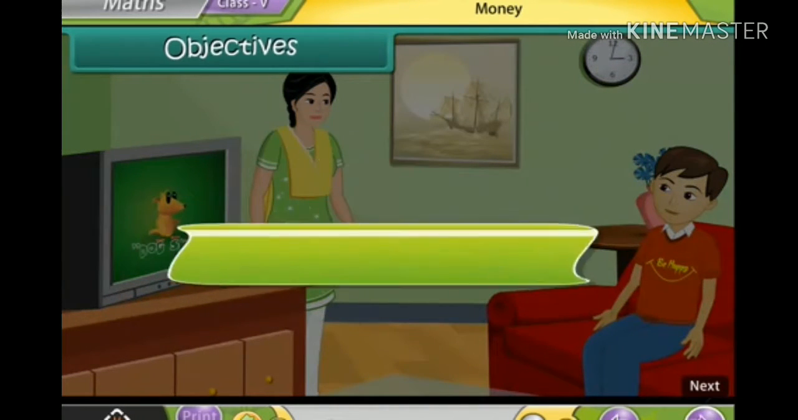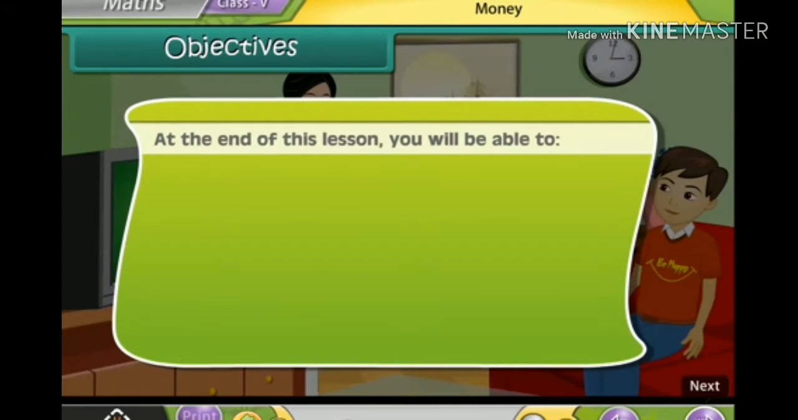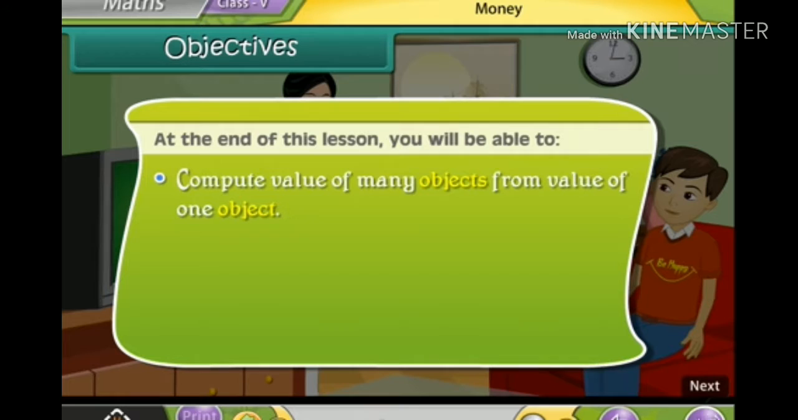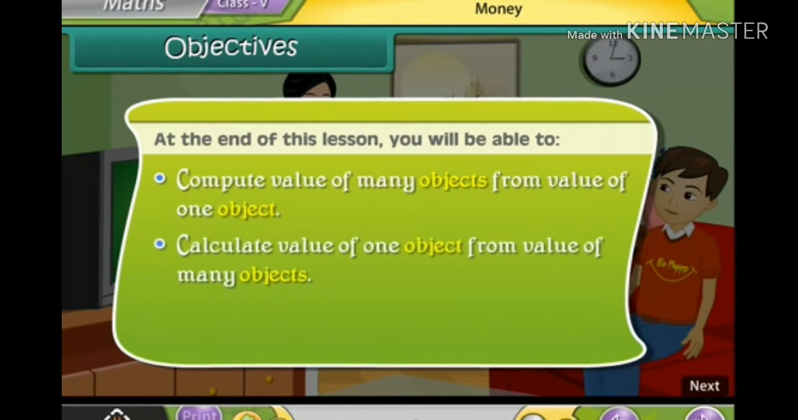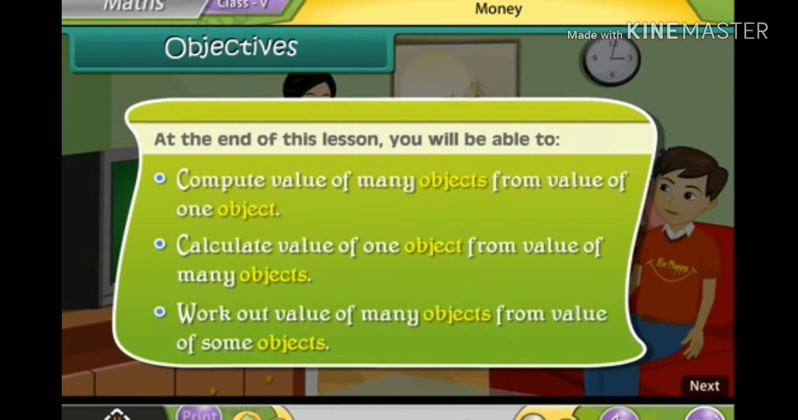Objectives. At the end of this lesson, you will be able to compute value of many objects from value of one object. Calculate value of one object from value of many objects. Work out value of many objects from value of some objects.